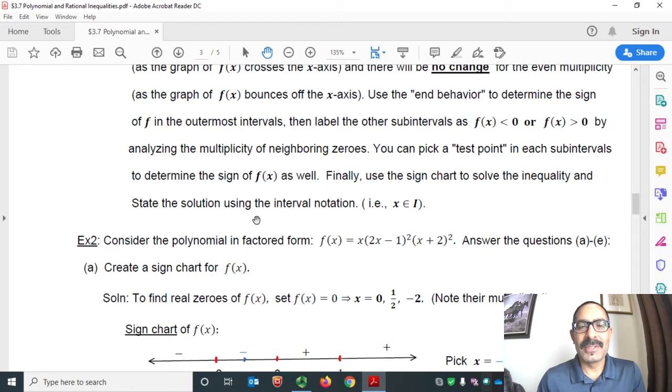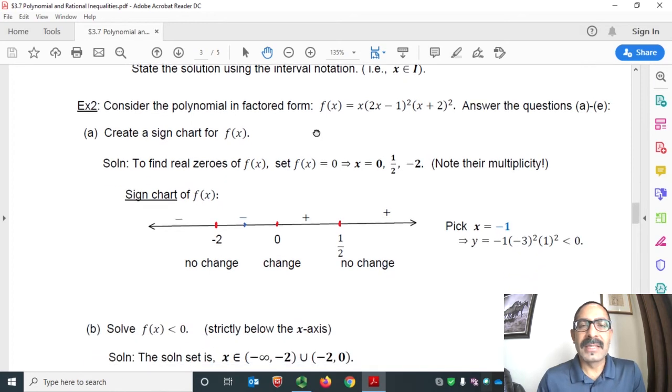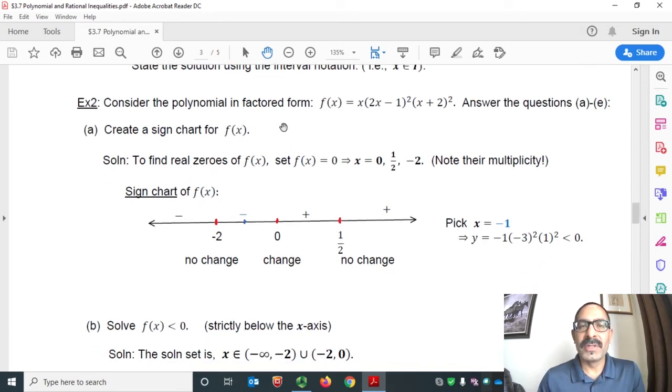Great. Now it's easier for us to explain those steps in an example. Now let's do example 2. Example 2, consider the polynomial in factored form f(x) equals x times (2x minus 1) squared times (x plus 2) squared. Answer the questions A through E. First part, A. Create a sign chart for f(x).